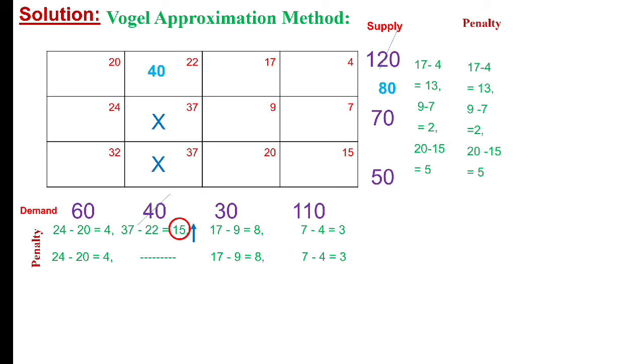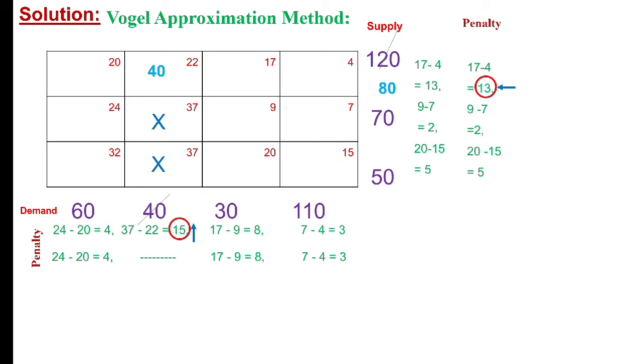So we are selecting the first row. In that, the minimum is 4. How much can I allocate? 80 can be allocated. Here 80 is there row-wise, and column-wise 110 is there. So 80 will be allocated, and 30 will remain. So 80 is fixed. The complete row will be exhausted, so it will be cancelled. This is the Vogel's approximation second step.